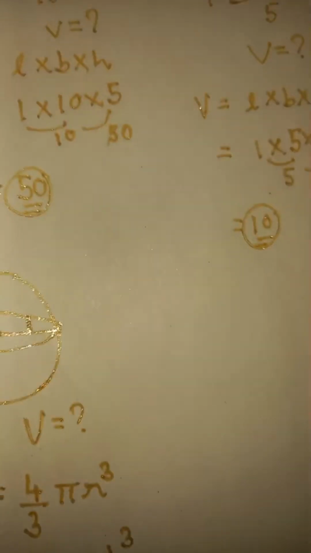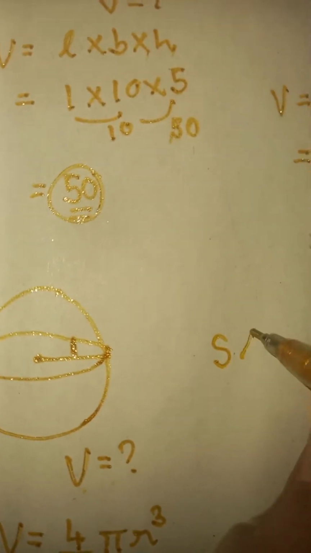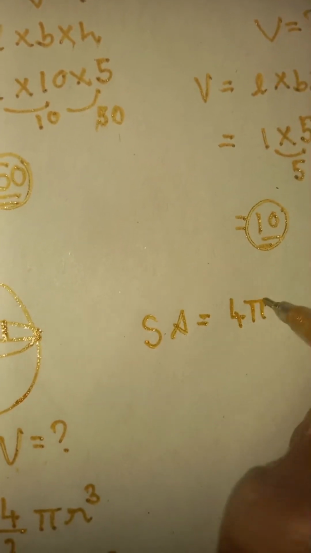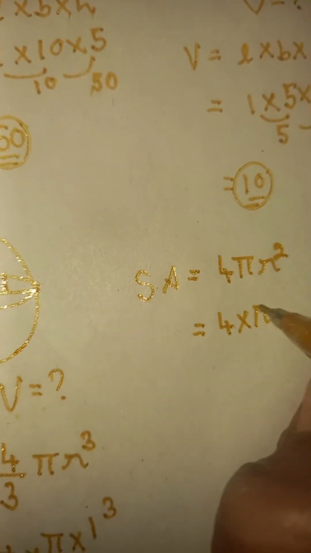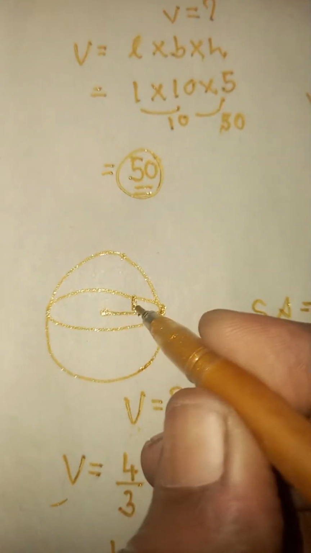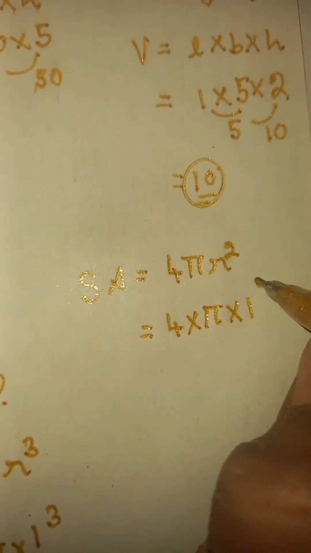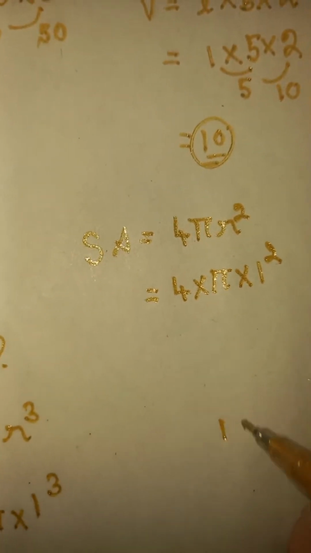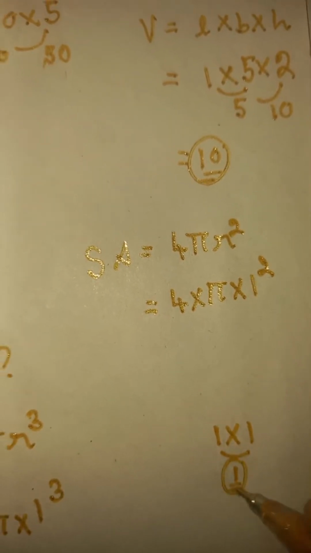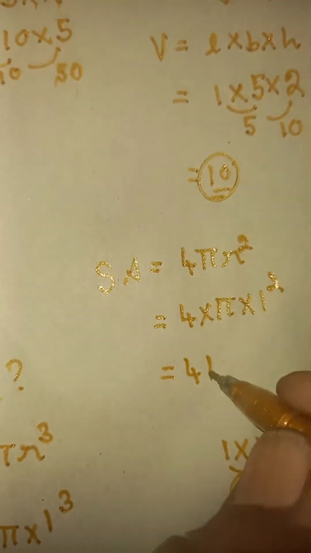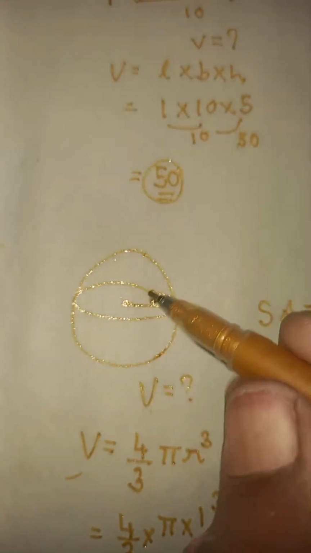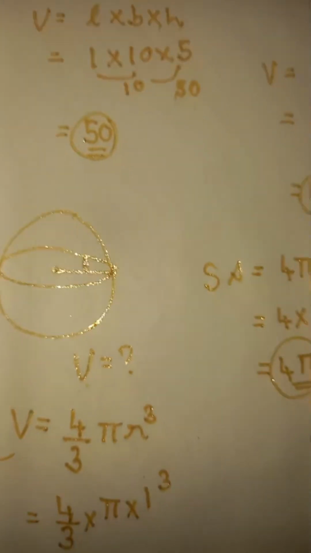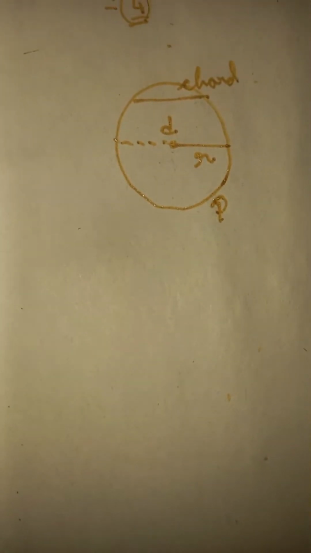The surface area of this sphere you can write as 4 pi r square. 4 pi r square means 4 times pi times the radius, which is 1 unit, 1 square. Now this 1 square you can write as 1 times 1, which is 1. So 4 times pi, that is 4 pi square units, is the complete surface area of this sphere. Now let's take another problem.